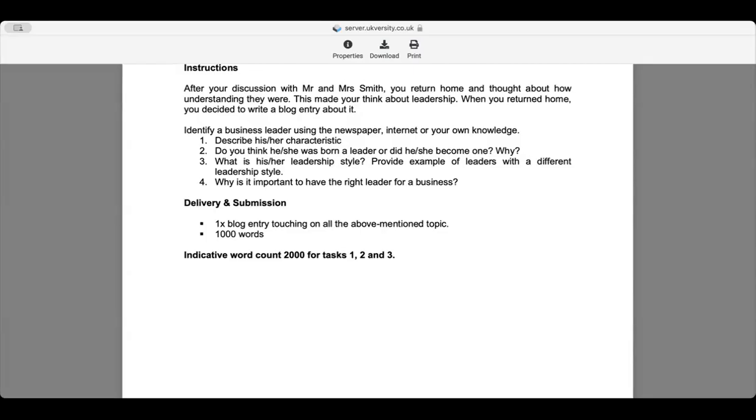Next, the importance of the right leadership in business. Explain why leadership plays an important role in a company's success. Discuss how the right leader can influence company culture, productivity, and innovation. Right. Summarize the importance of leadership in business. Reflect on what future leaders can learn from your chosen leader. Your blog should be engaging, informative, and well structured, using clear language to explain leadership concepts.